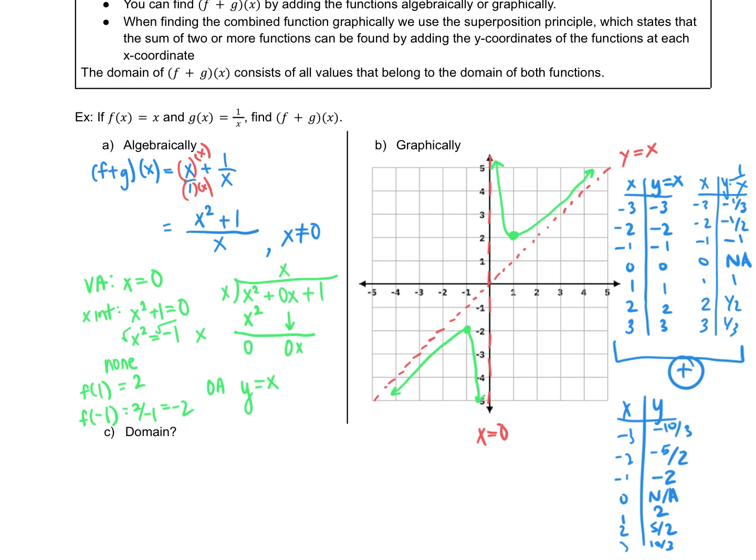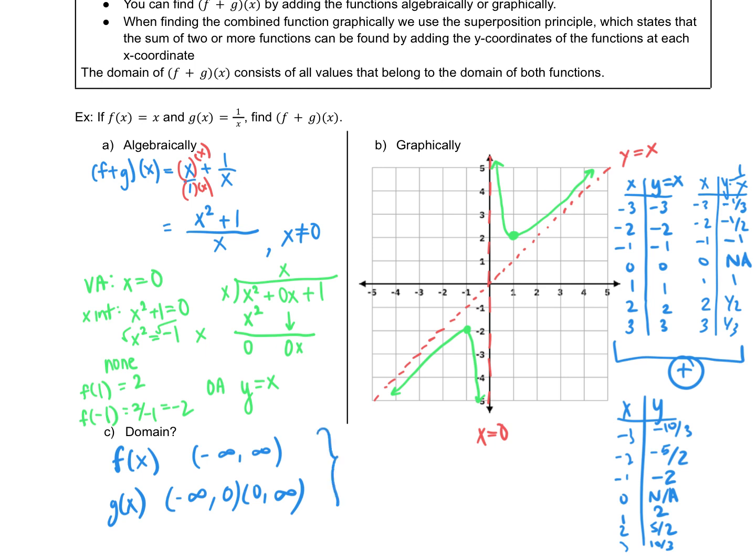And then in terms of the domain, I'm going to start off by just showing the domain of f at x. So the domain of f at x is just -∞ to infinity, because it's a line. The domain of g of x, because we know it's a rational, x can't be 0, so the domain is -∞ to 0 and 0 to infinity. Or we can write it in the other notation and just say x can't equal 0.